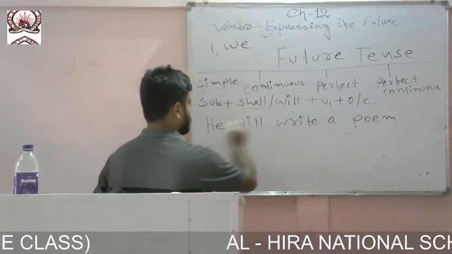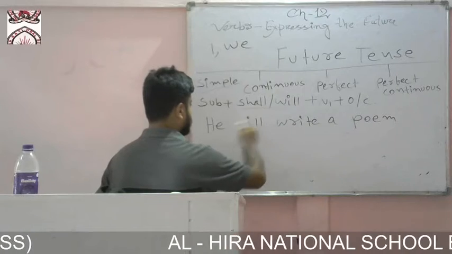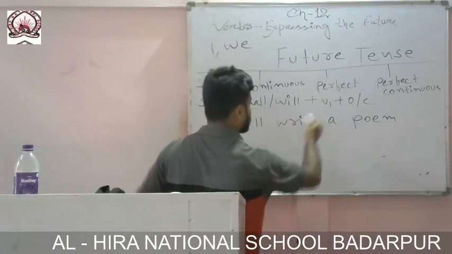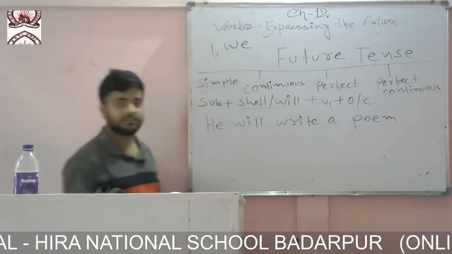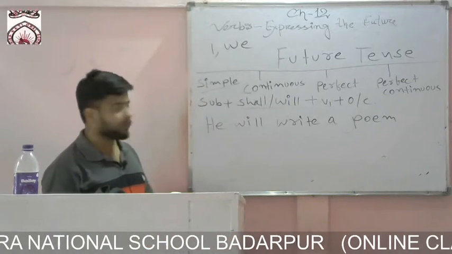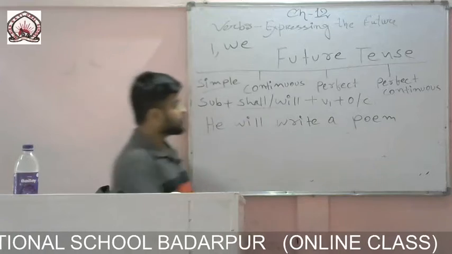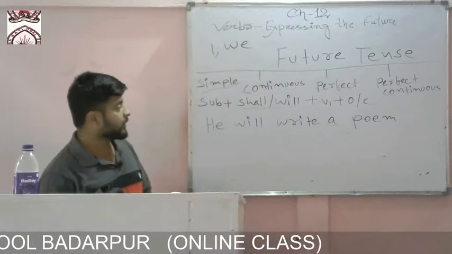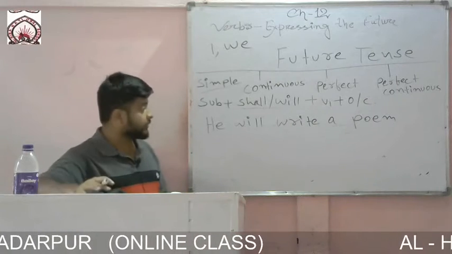Now after subject shall or will I have written, then first form of the verb. Write is already in first form. Write, wrote, written. A poem, this is object or complement. Here it is object. He will write a letter. He will write a poem.